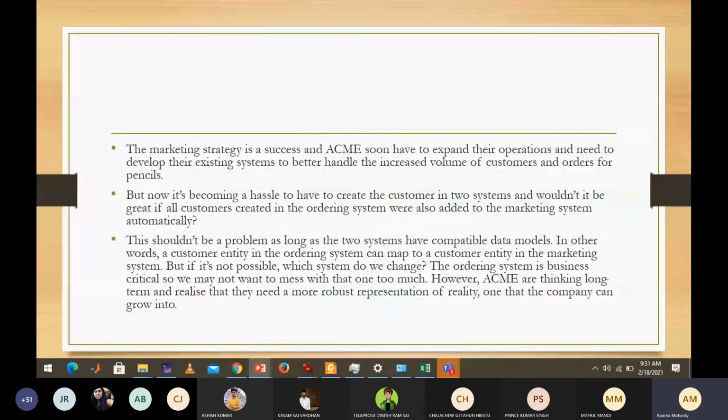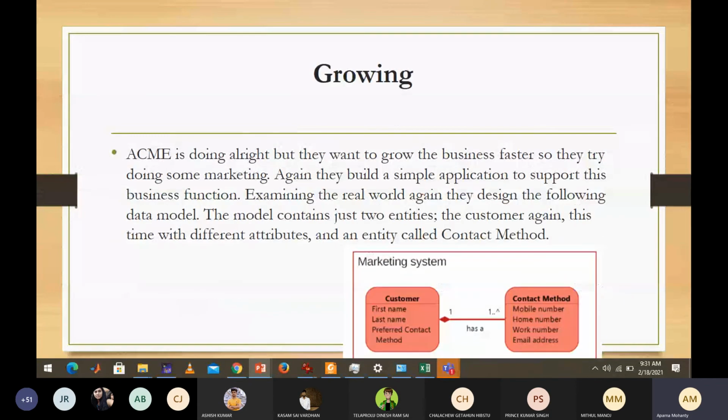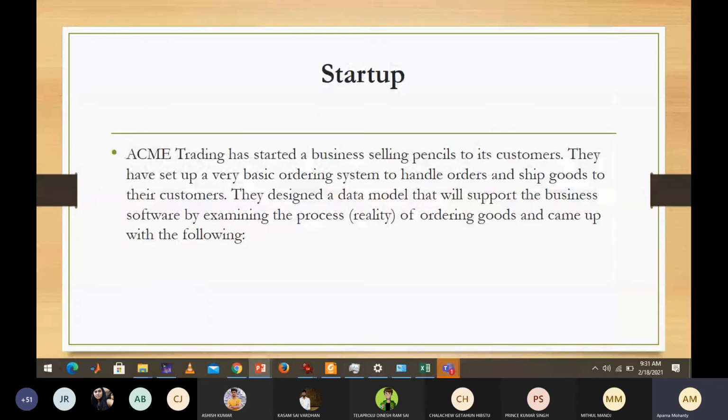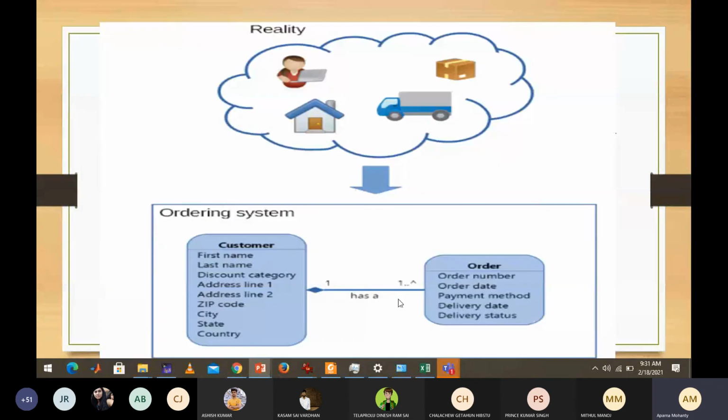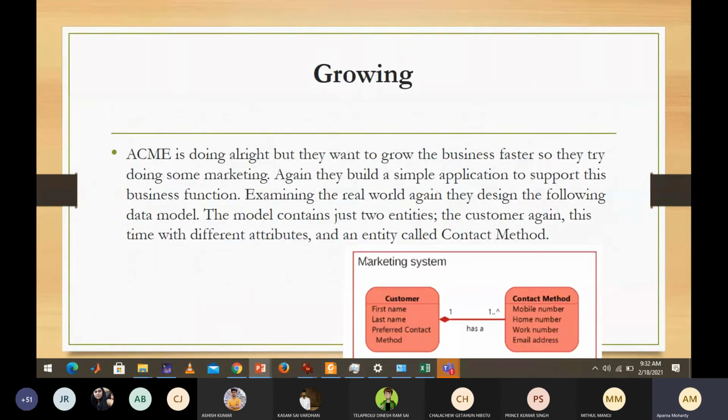Now, I told you, data is any raw content. Information means merging all that data and processing it. So in the startup stage, you had two sets of information: about the customer, and about the order. When you wanted to grow, you had the information regarding the customer and the information regarding the contact method.